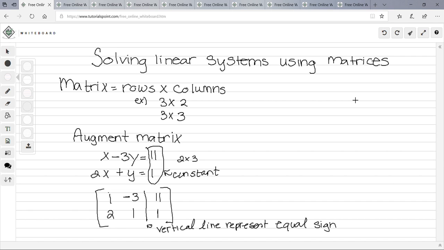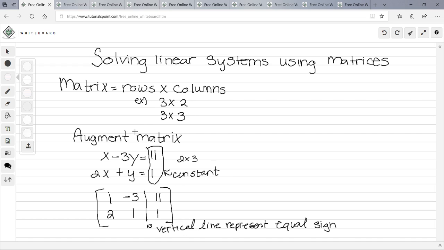Before we start, let's start with what is a matrix. Basically, it goes by rows by columns. So an example would be 3 by 2, 3 by 3, right?